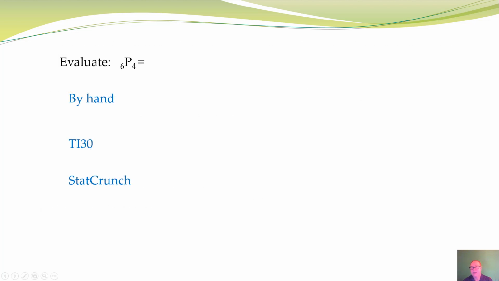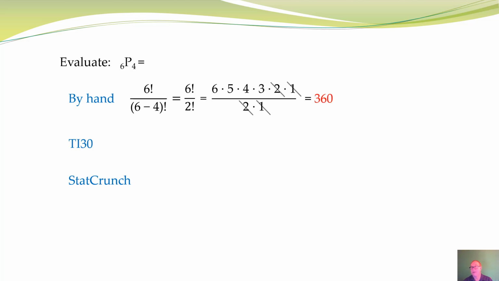Now, we can evaluate this 3 different ways again. If I wanted to evaluate 6 permute 4, I could do it by hand, I could use the TI-30 calculator, I could use StatCrunch. If I did it by hand, I'd throw it into the formula. That's 6 factorial over 6 minus 4 factorial, which becomes 6 factorial over 2 factorial. Then if I expand it, 6 times 5 times 4 times 3 times 2 times 1 over 2 times 1. Now I can cancel out the 2's, I can cancel out the 1's. So I just take 6 times 5 times 4 times 3, and I get 360.